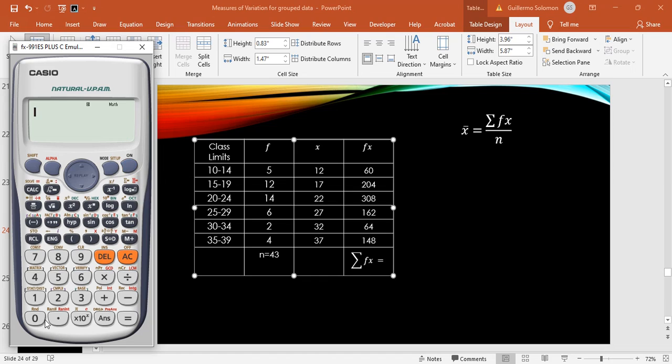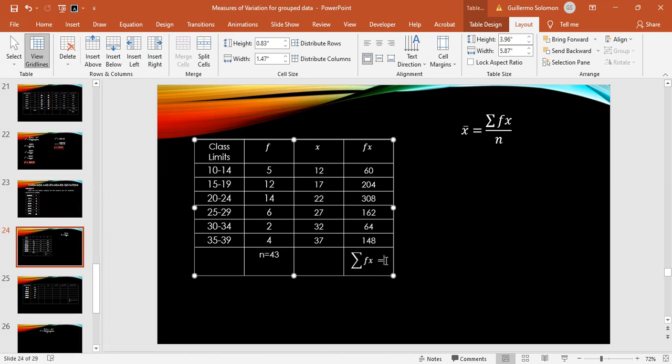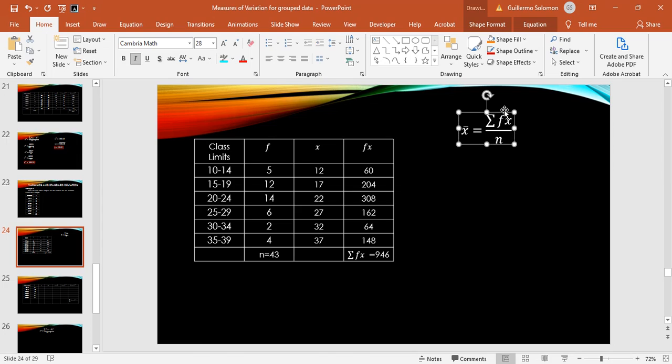Again, 60 plus 204 plus 308 plus 162 plus 64 plus 148, that is 946. 946. Tama? Okay. So, we can now substitute to our formula for getting the mean for group data.